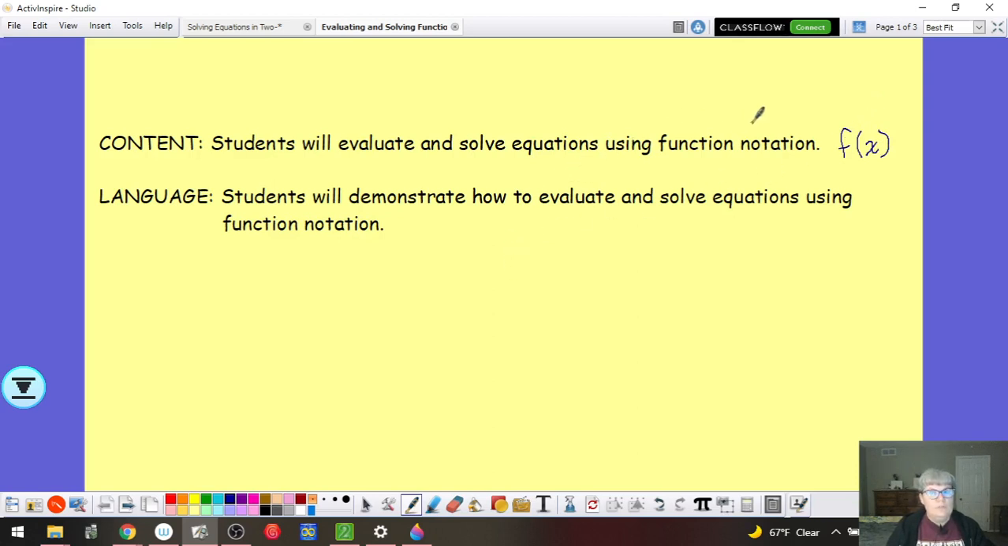And the work we do to solve and evaluate these functions is just like we did in our previous lesson. So again, when you finish this lesson, you should be able to demonstrate how to evaluate and solve these equations using function notation.